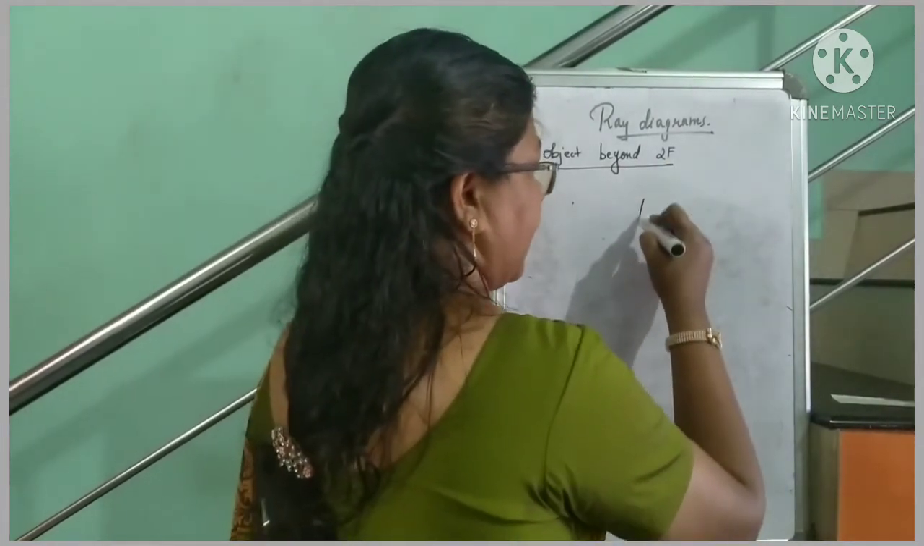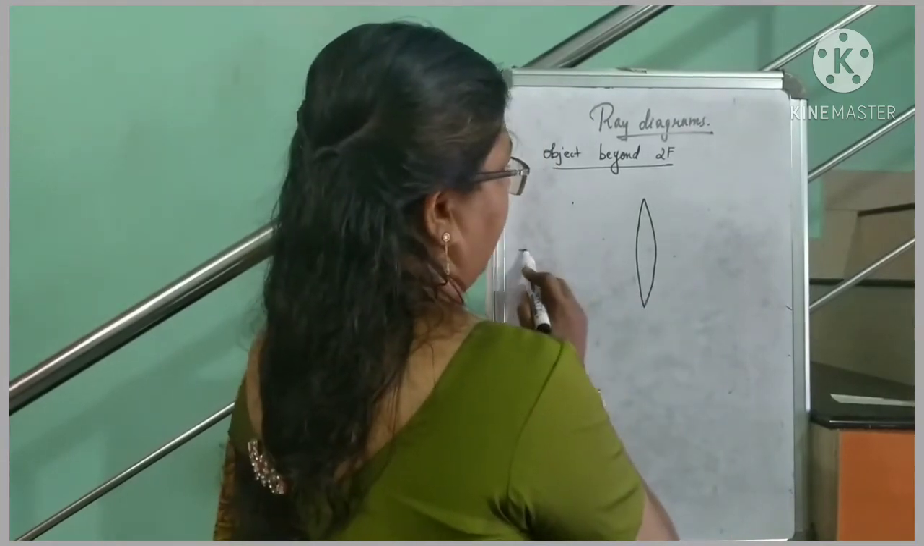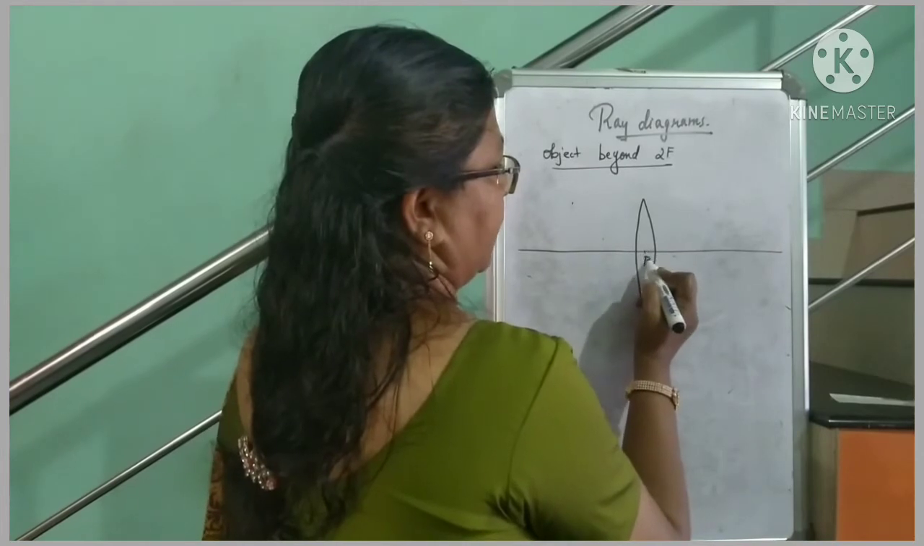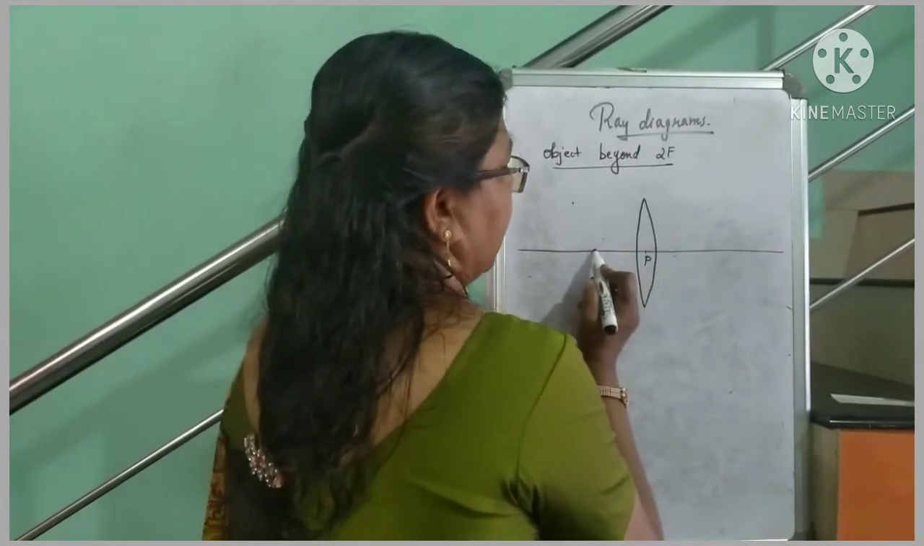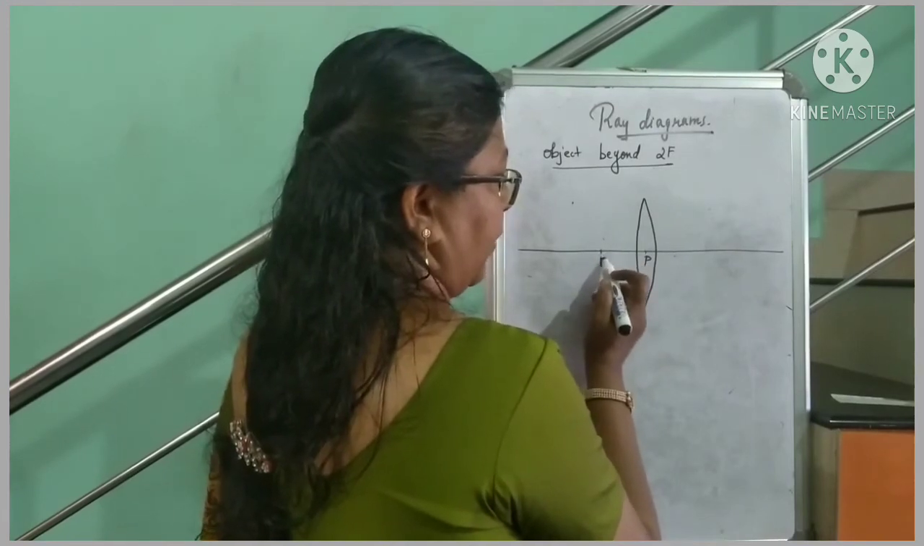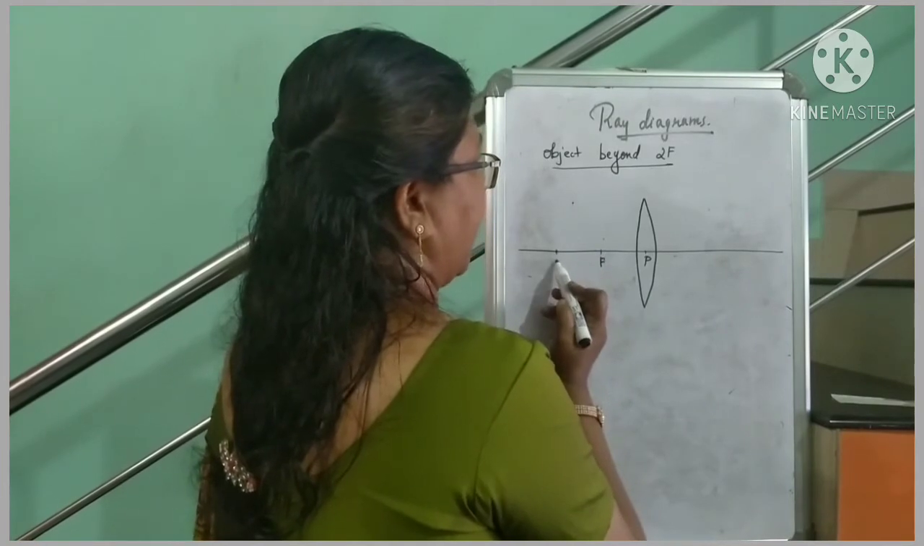So a convex lens is drawn here, and the principal axis is drawn. This is the pole. Here from P measure 2 centimeter and draw F. Again measure 2 centimeter and draw.